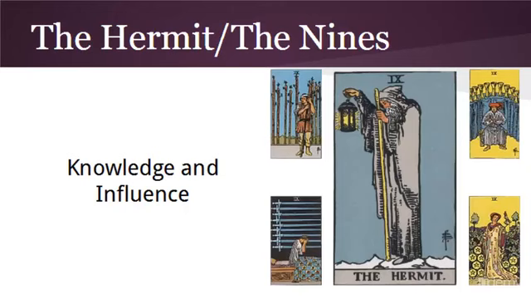And then we have the 9s, which are about knowledge and influence. And with each of the 9s, it shows how knowledge and influence are affecting that situation. With the 9 of Wands, that knowledge and the influence and the determination is bolstering his drive and his ability to move forward. With the 9 of Cups, the knowledge of knowing that you've made things happen, that you've gained what you wanted, now he's sitting pretty with his 9 cups.